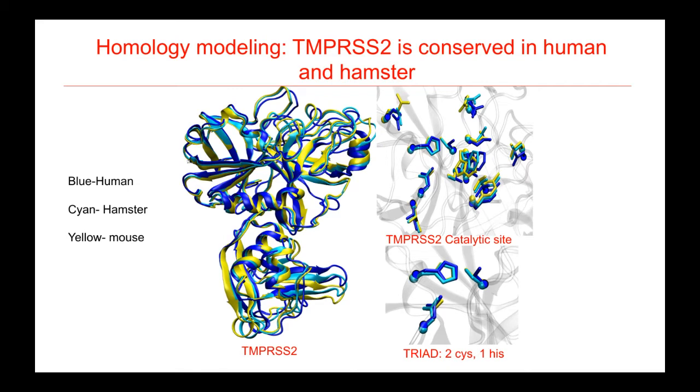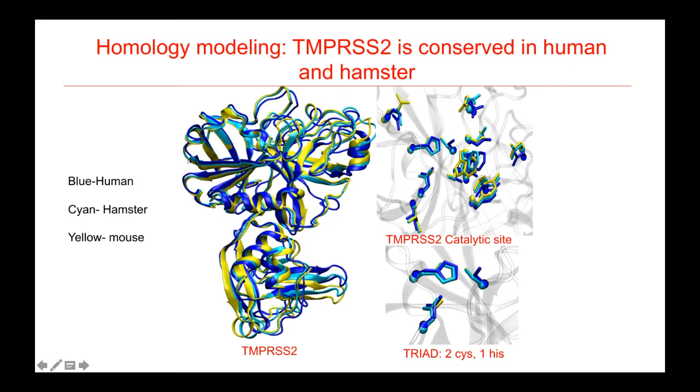The structure for TMPRSS2 was known. So we took that crystal structure, and based on it we generated homology models for both mouse and hamster, and tried to superimpose these three proteins on each other. You can see they are folded very similarly, so they're very much conserved. The catalytic site of TMPRSS2 is also pretty much conserved between all three species. There's some variation you can see here in yellow, with the mouse.